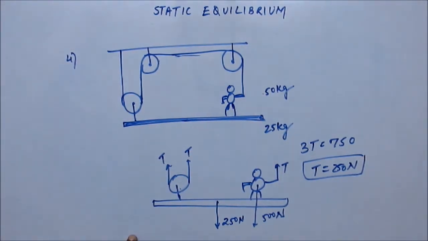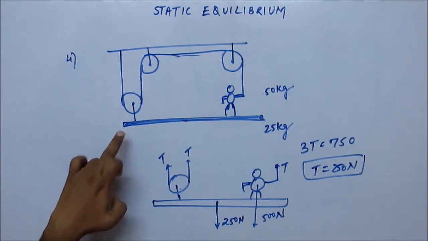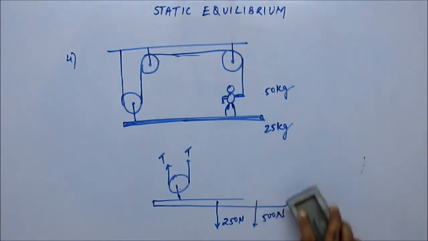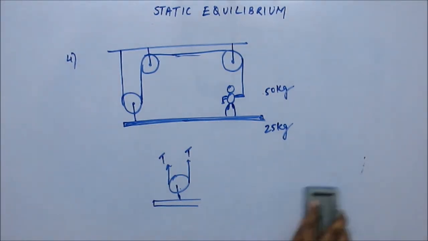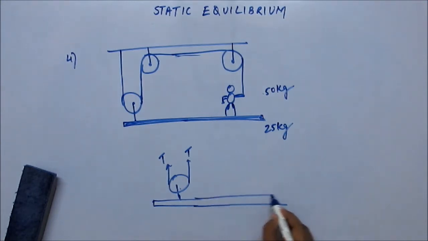Okay, now I'm going to show you another perspective here. You could have thought to take just this platform as your system and the pulley, not the man. That is also a legitimate way of going about solving the problem. So you can take just the platform and not the man. So in that case, your FBD will include the weight of the platform, 250 Newton, and there is another contact between the man and the platform. So you have to take that force also into account.